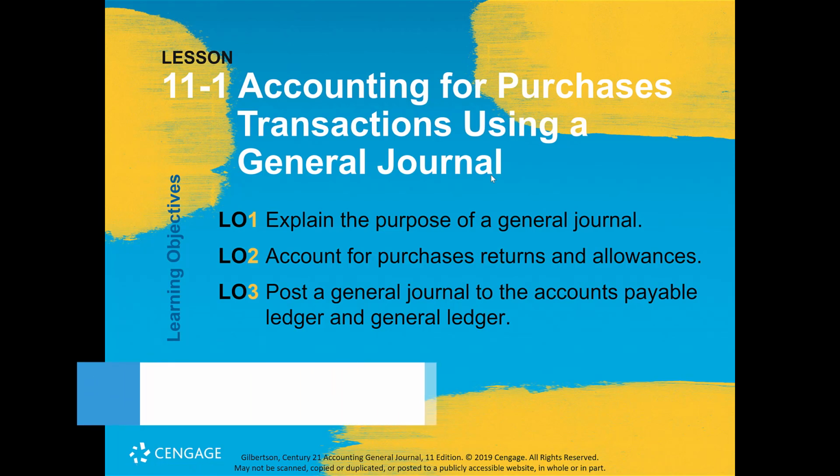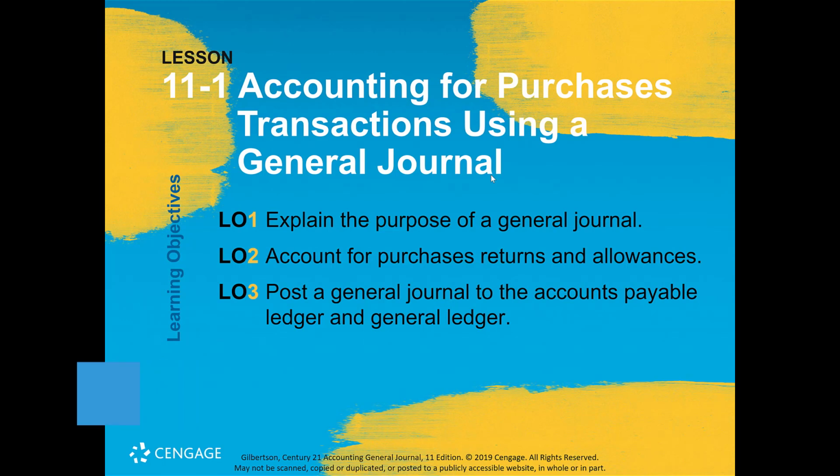Here we have the start of Chapter 11, which deals with using what is called our general journal. We have 3 learning objectives that we're going to cover within this section. Explain the purpose of a general journal, dealing with purchases, returns, and allowances, and being able to post a general journal to the accounts payable ledger and general ledger.